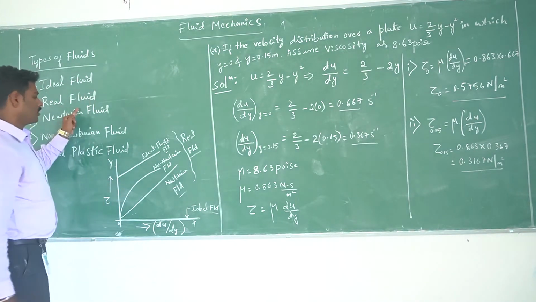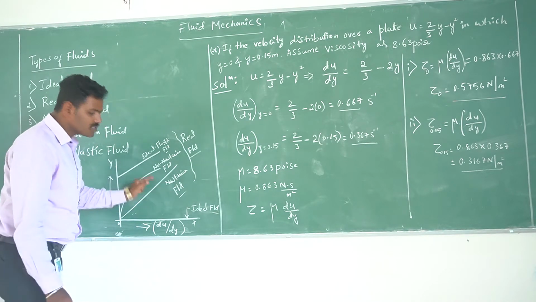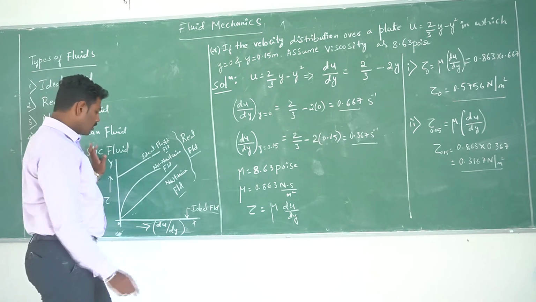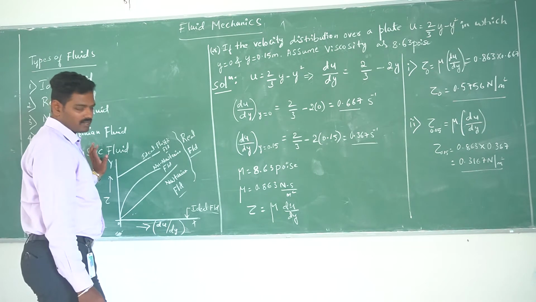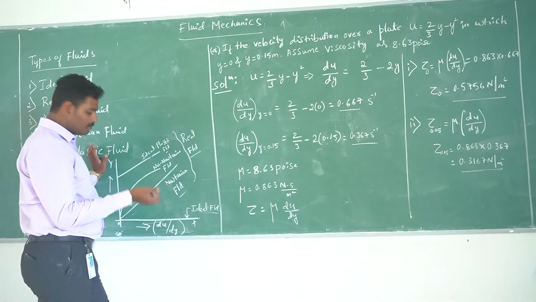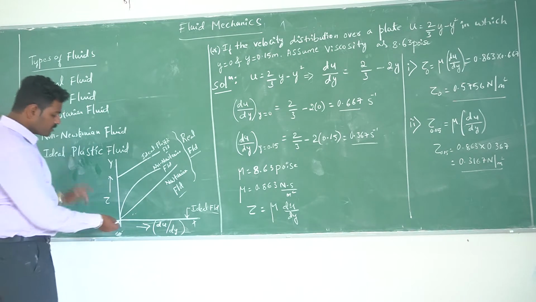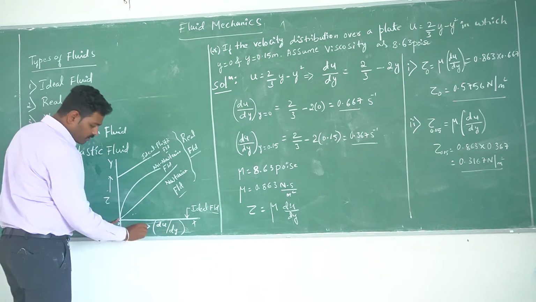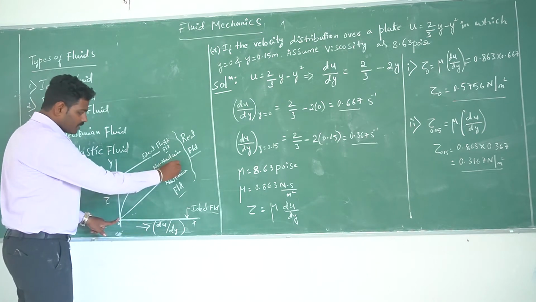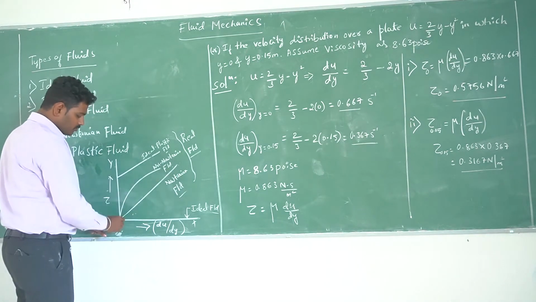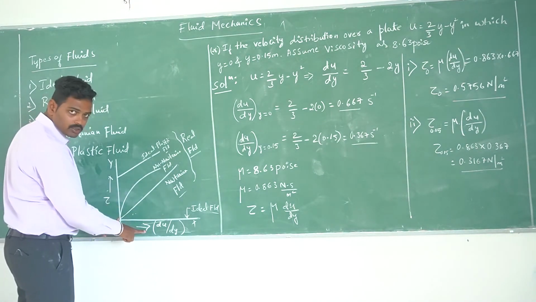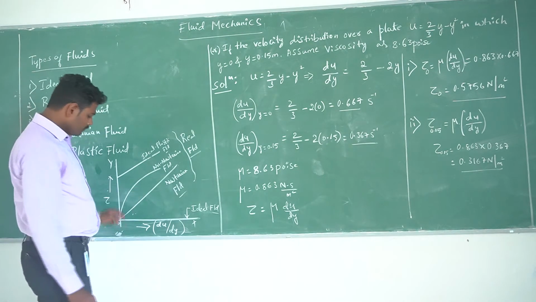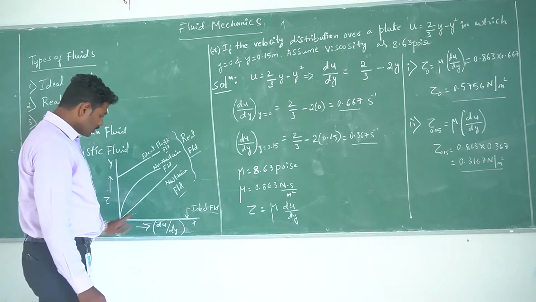The next is real fluid. All the fluids which are there in practice, as real fluids, we'll say that is a real fluid, which has properties and has to obey viscosity. Then Newtonian fluid: we can see here, from zero, it is a straight line. The shear stress is directly proportional to shear strain. However much the shear stress is increased, that much only the shear strain has to increase. Then only it will be a straight line.